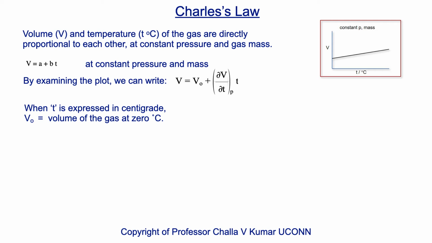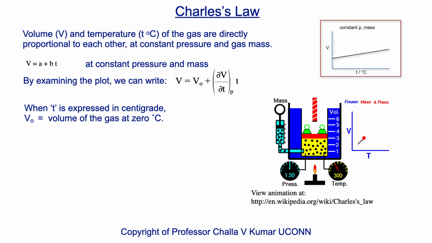The slope of this blue line is ∂V/∂T at constant pressure, the rate of change of volume with respect to temperature at constant pressure. We have a special meaning for this, and that is illustrated in terms of a constant, and this constant is defined and observed to be the same for all gases irrespective of their chemical composition.